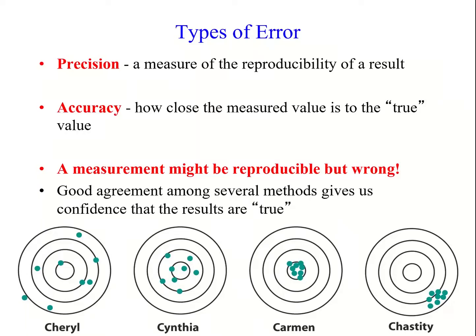So if we take a look at the picture here, as you can see, Cheryl is neither precise nor accurate. Cynthia is more precise and a little bit more accurate because the results are close to the target value. Carmen is very precise and accurate, close to the true value. And Chastity is precise because all of the values are reproducible, they are pretty much the same, but inaccurate in terms of the true value, far from the true value.